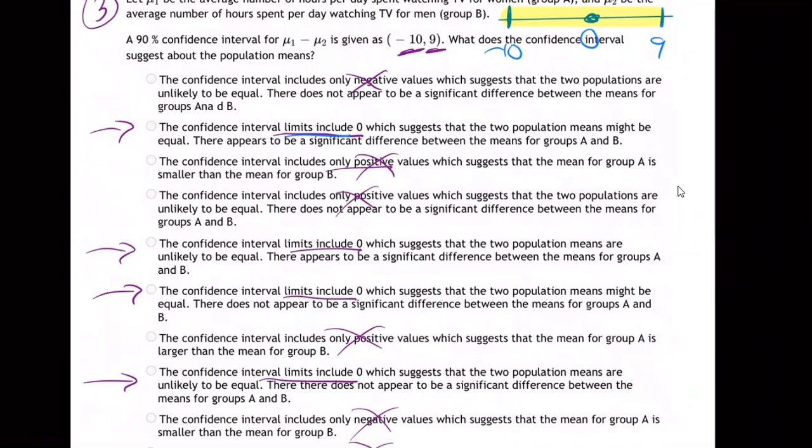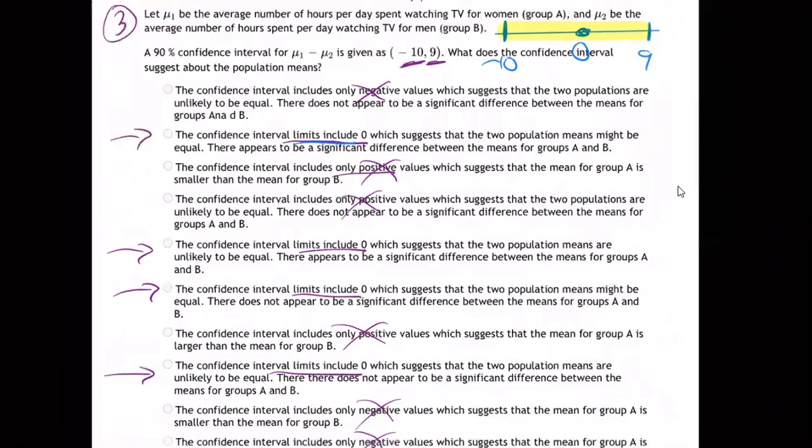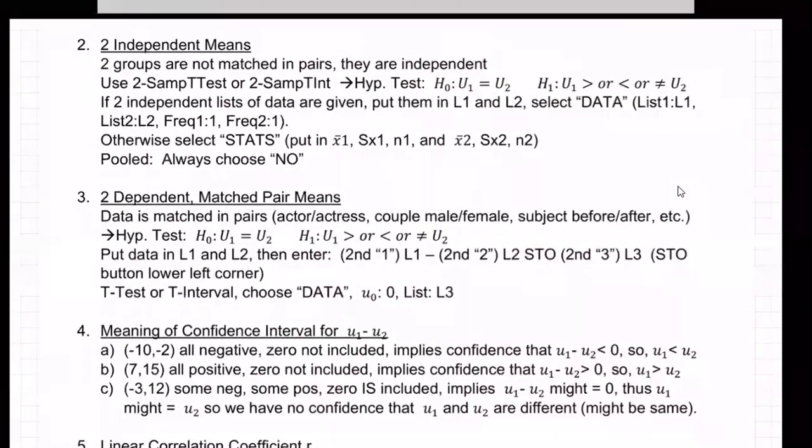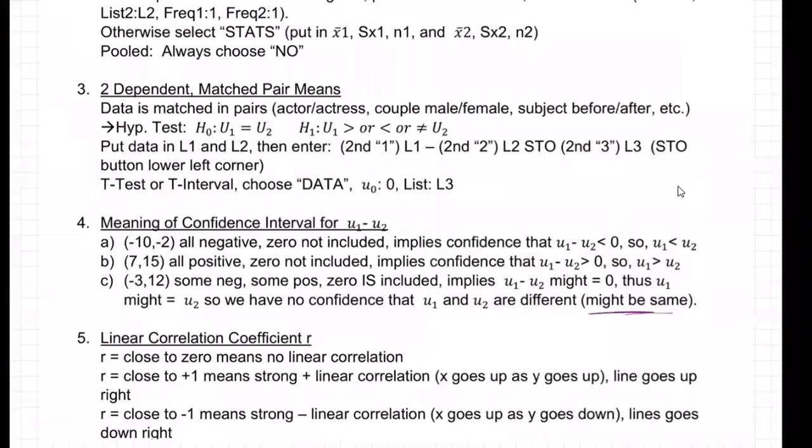So I'm giving you different words because I really want you to understand the words. That's what's most valuable for you coming out of this class. I want to do you good with this little GE class here. So what does it really mean? They all say 0. Let's read on. Which suggests that the 2 population means might be equal. Yeah, right. That's what it said down here, right? Might be the same. No confidence they're different. Might be the same. Might be equal, right?